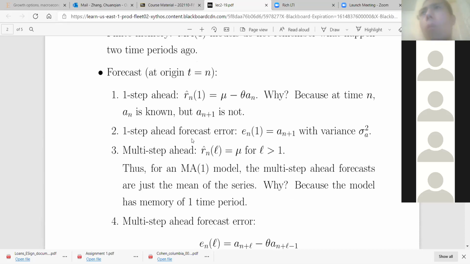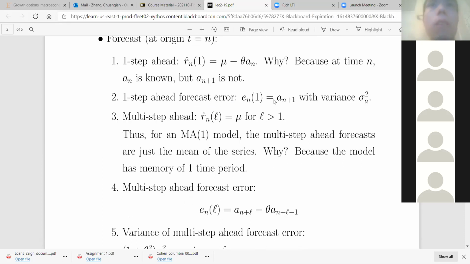So here, if I want to make a forecast, it's going to look very similar, right? So the one step ahead forecast at time n, 1 period ahead, equals mu minus theta a_n, right? Remember, in this case, why do we take this format, why does a_{n+1} disappear? Because at time n, the information a_n is known, but a_{n+1}, that 1 period ahead information, is not known. So we directly drop that. It's very similar to the forecast for the AR model. Okay.